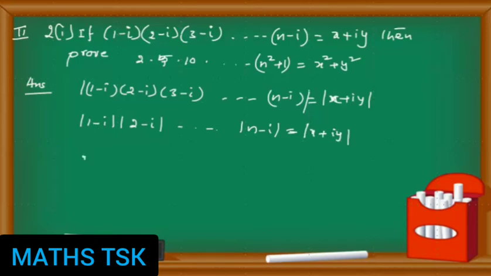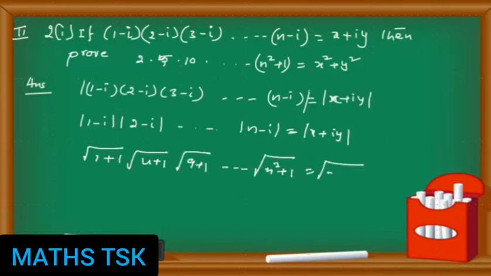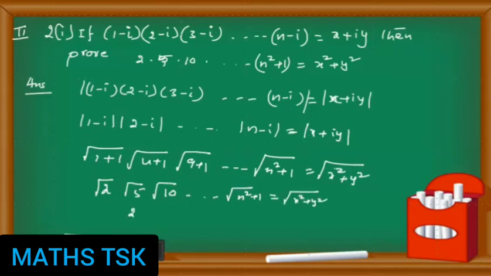So the modulus of this is root of 1 plus 1, root of 4 plus 1, root of 9 plus 1, and so on, root of n square plus 1, is equal to root of x square plus y square. So there is root 2 into root 5 into root 10 and so on, root of n square plus 1, is equal to root of x square plus y square. Squaring both sides, you get 2 into 5 into 10 into so on, n square plus 1, is equal to x square plus y square.